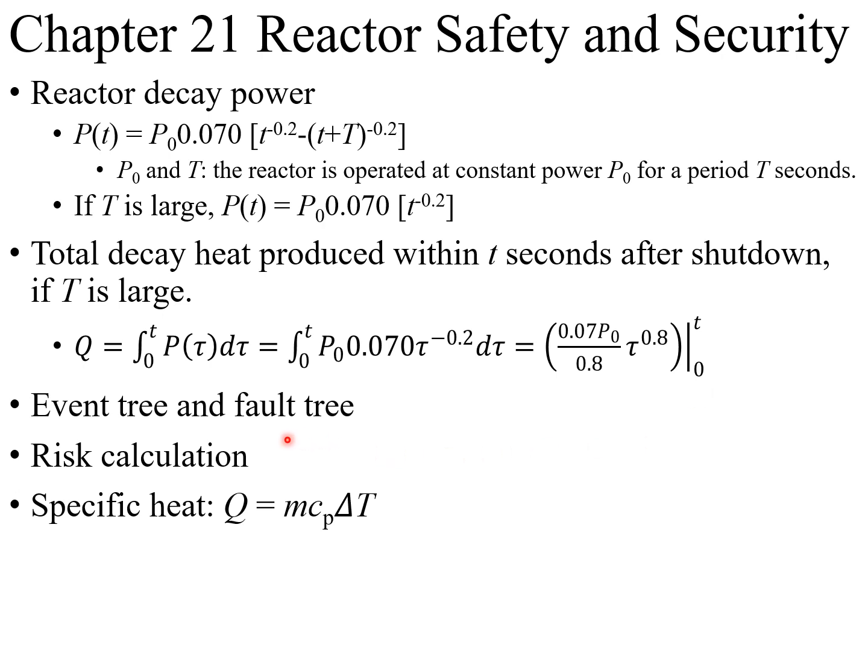The next topic is the event tree and fault tree, and based on the event tree and fault tree, performing the risk calculation. And another formula that may be useful is the specific heat equation. Here Q is the total amount of heat absorbed by this material, M is the mass of the material, Cp is the specific heat, and delta T is the change of the temperature.